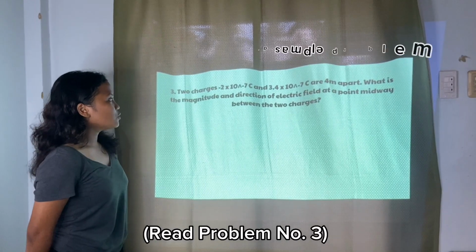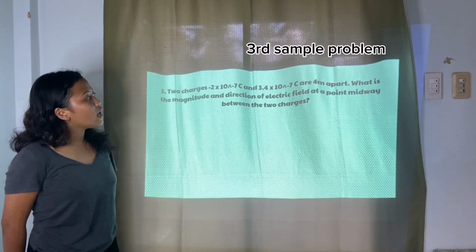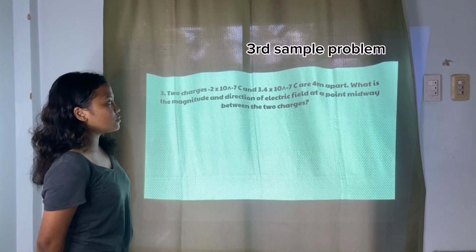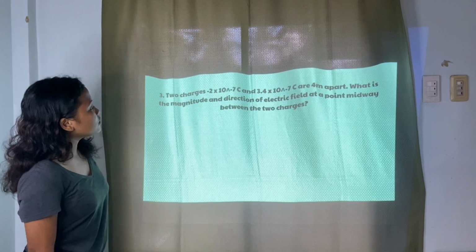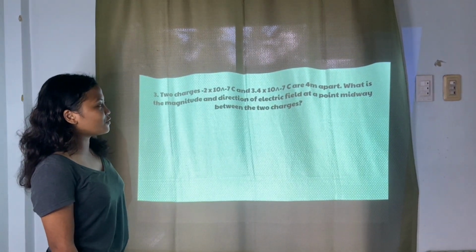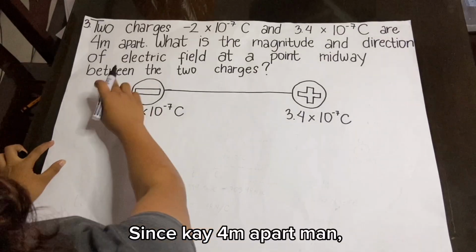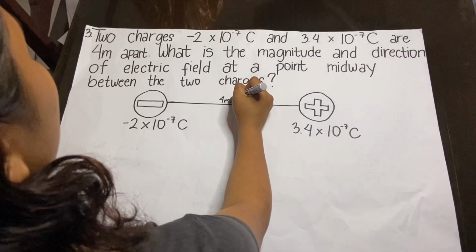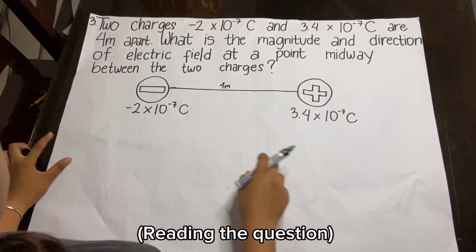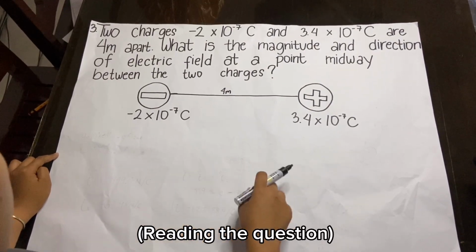Number 3. Two charges, negative 2 times 10 raised to negative 7 coulomb and 3.4 times 10 raised to negative 7 coulomb, are 4 meters apart. What is the magnitude and direction of the electric field at a point midway between the two charges? Since they are 4 meters apart, we put 4 meters apart as well.